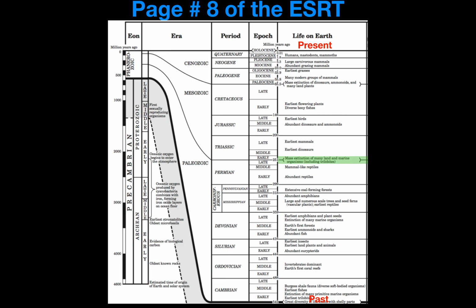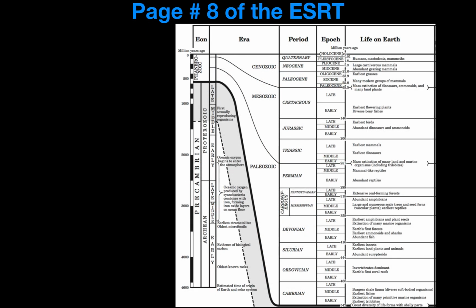I also want to draw attention to this part here. There's two specific parts of the timescale which mark mass extinctions. Remember, mass extinctions are when more than 50% of the species on Earth go extinct. And we had a really big mass extinction 251 million years ago that killed off many land and marine organisms. And then more recently, the mass extinction 65.5 million years ago killed off dinosaurs. So now I'm going to show you some example questions on how to use this diagram in your reference table.